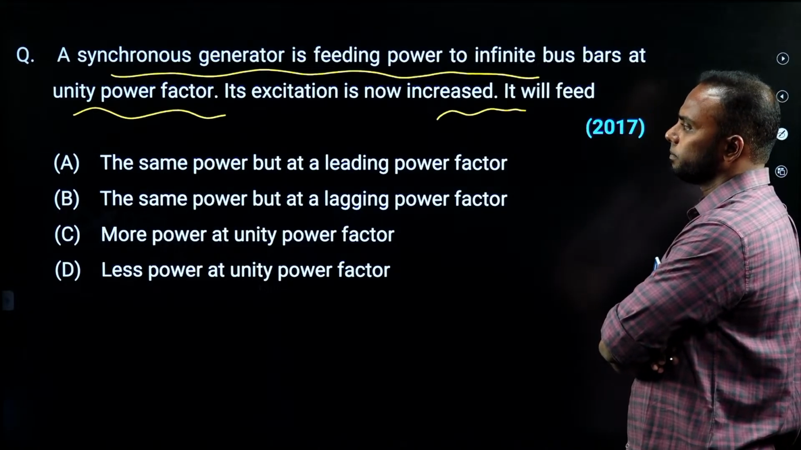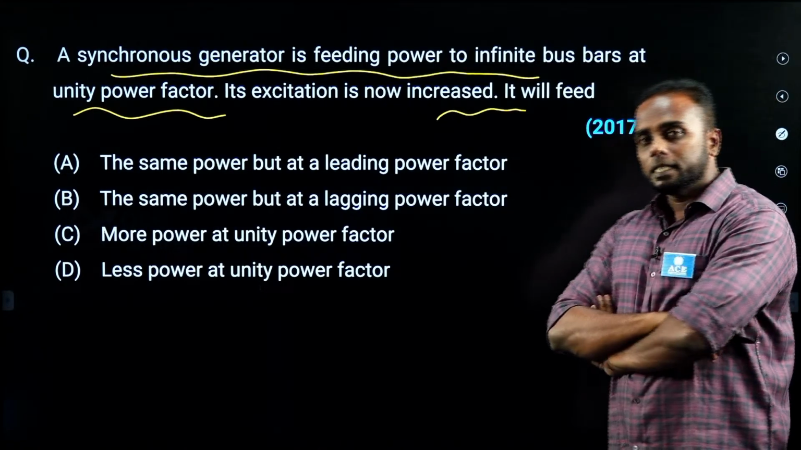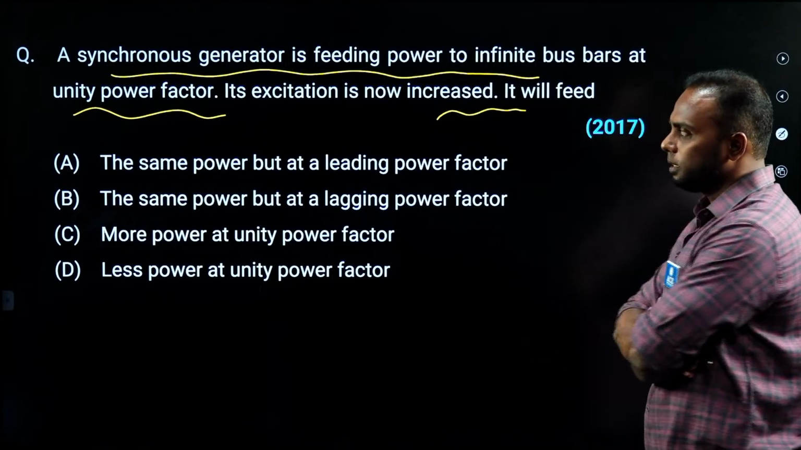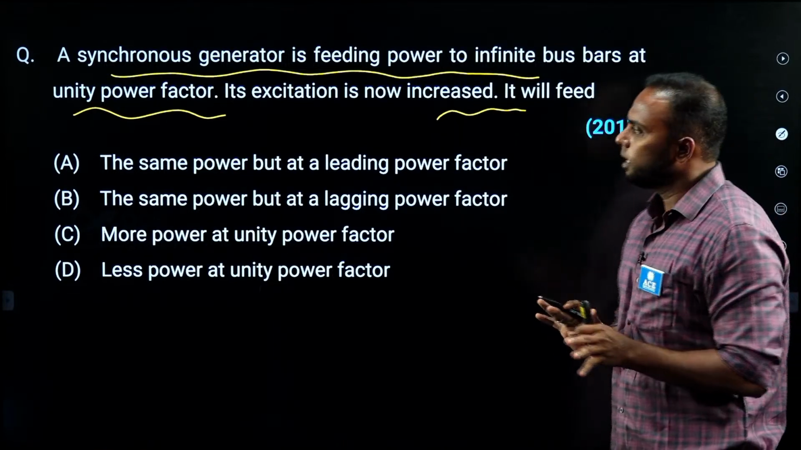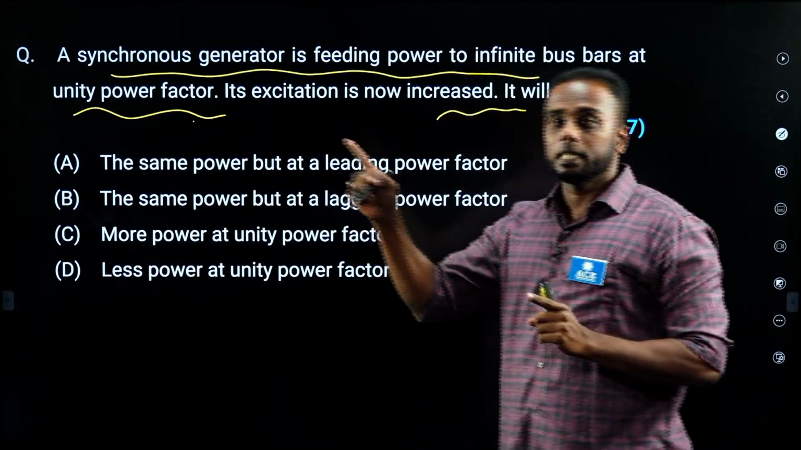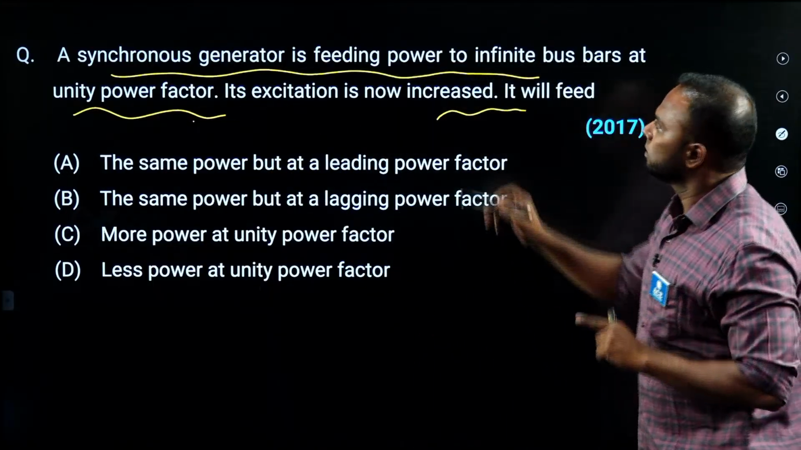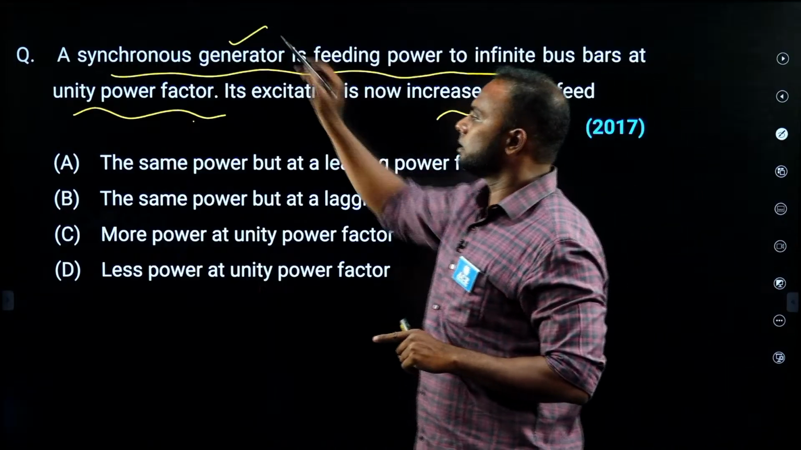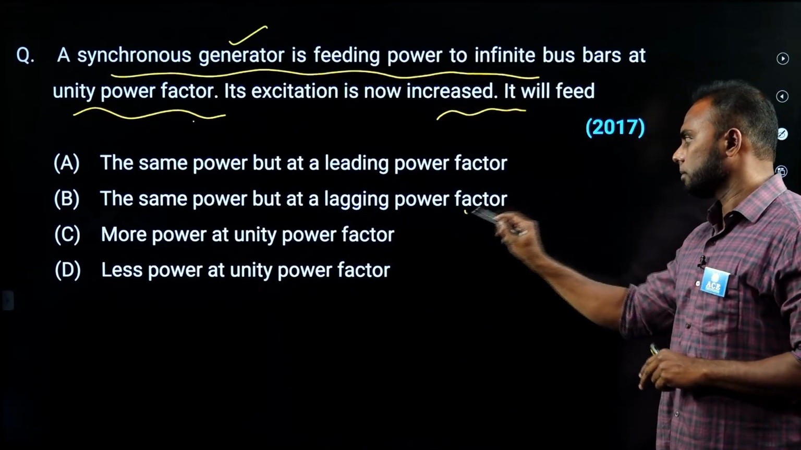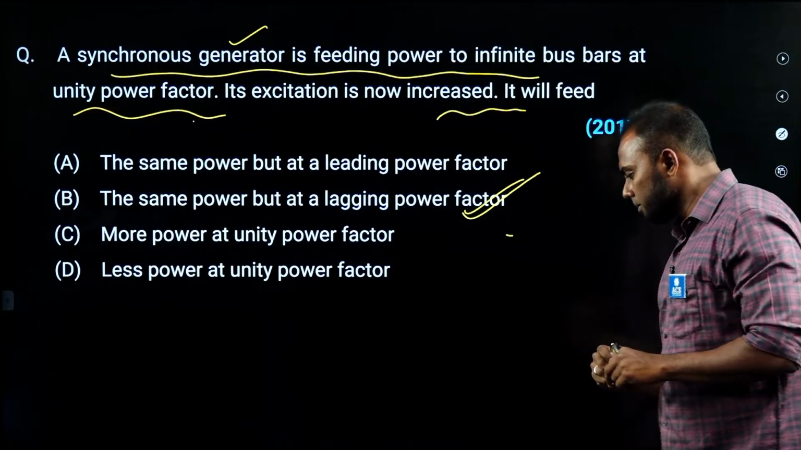Tell me the answer. Here excitation is changing, but load is not mentioned, which means load is almost constant, so the same power will be delivered now also. But what is the power factor? Initially it was UPF, so now it is over excited. An over excited synchronous generator operates at which power factor? Lagging power factor. Same power but at a lagging power factor. Option B is the answer.